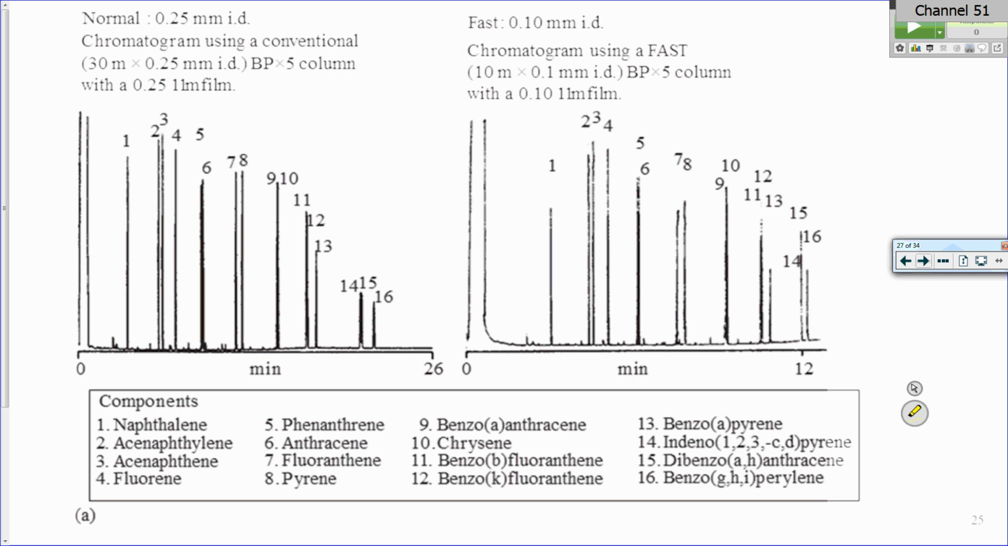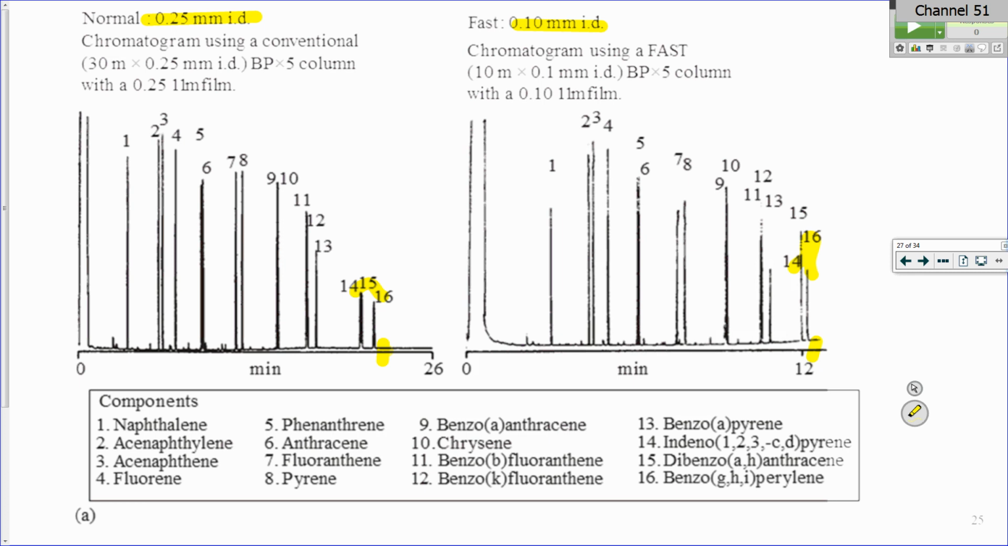Here's just some examples of different IDs, internal diameters. So this is a standard 1/4 millimeter or 250 micron. And here's the new type of columns that they're using called the fast columns. This is 100 microns, so it's 2.5 times smaller. If you look at the resolution between the peaks, it's very similar. Just look at these last pair out here. It's not that much difference in the two. But if you look in terms of the retention time, I've almost cut my retention time in half. So that's probably 24 minutes, and it's pretty close to being in half.